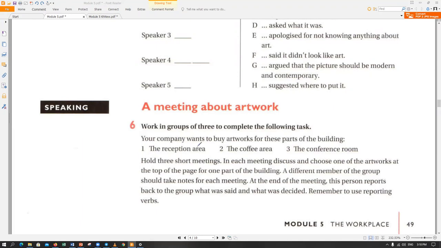Okay, your company wants to buy artworks for these parts of the building. 1, the reception area. 2, the coffee area. 3, a conference room.